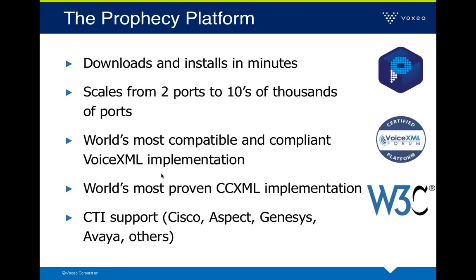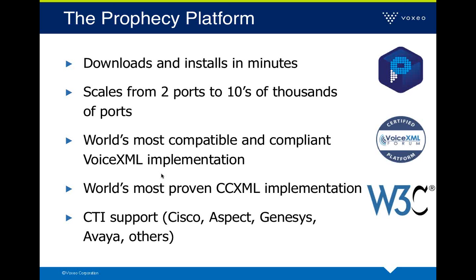This morning I wanted to make sure I had the most recent version on my MacBook just to test something, so I literally just went to the site and downloaded it. It was on my system in just a few minutes. I ran through the install screens, and it was 5 or 10 minutes for me to be up and running with a functioning application platform that I could call into right there using a SIP phone on my laptop. It scales from 2 ports to tens of thousands.